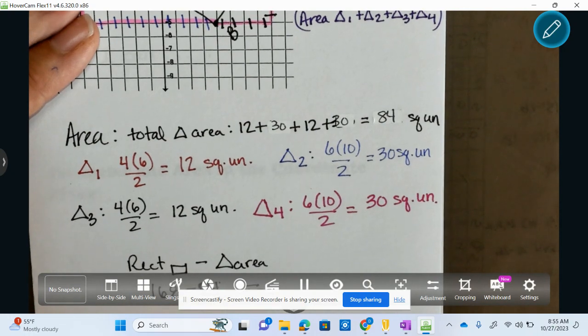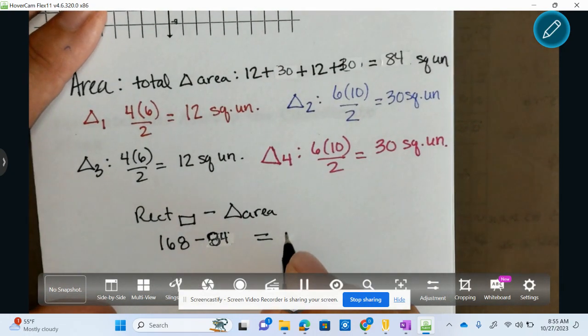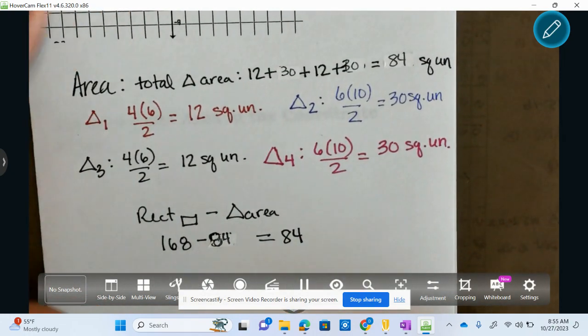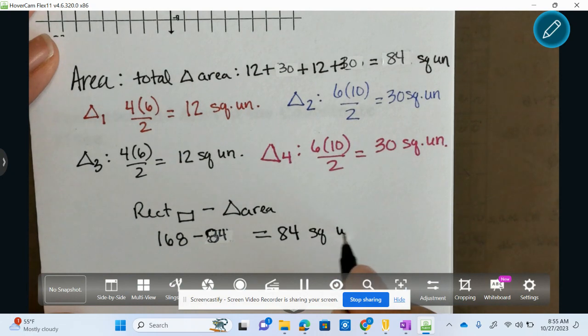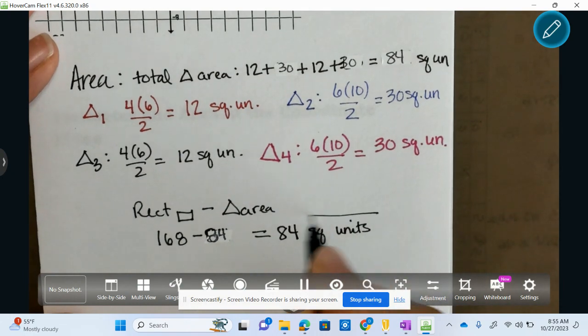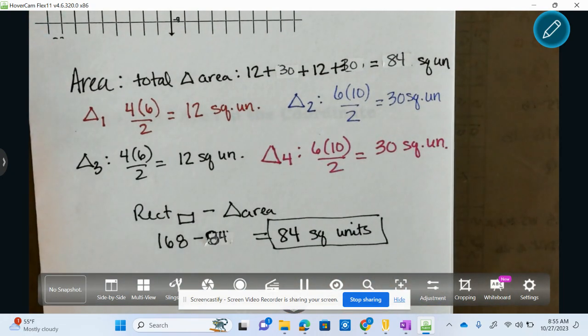168 minus 84 is what? Is 84. So it's half. That's kind of creepy. 84 square units. And that is your 3.8 journal.